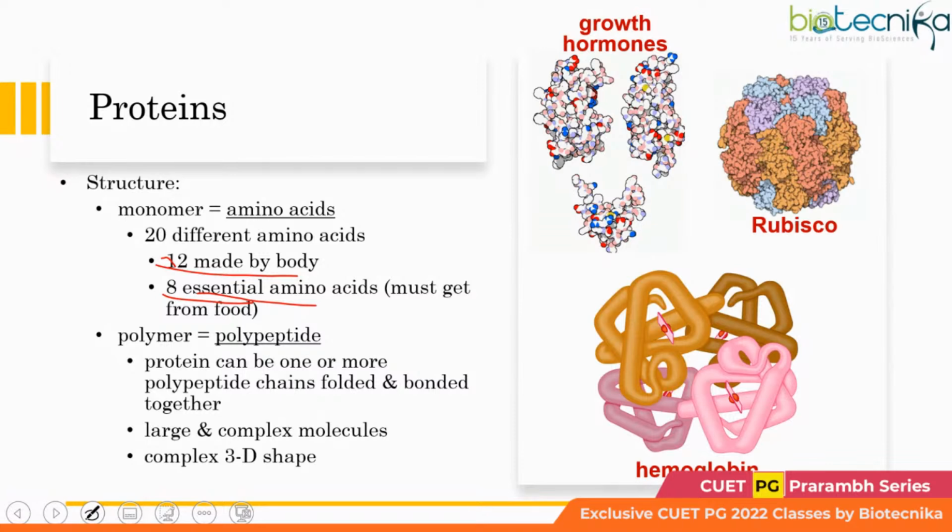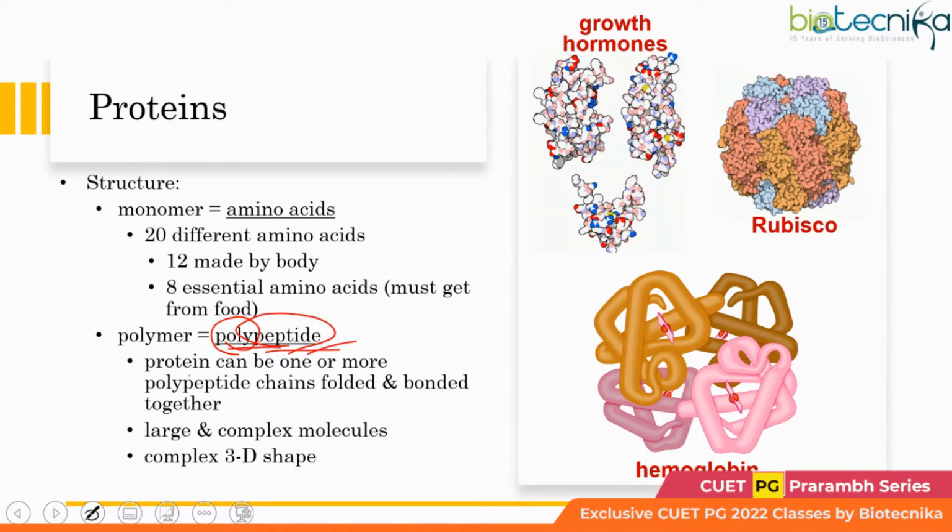So, polymer, what is a polymer? Protein is actually a polymer. Poly means many, mer means molecule. So, it consists of many molecules. And it's also called a polypeptide. Peptide, why? Because the amino acids are joined by peptide bonds.